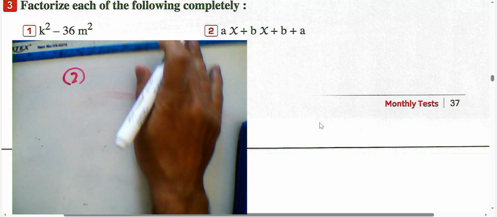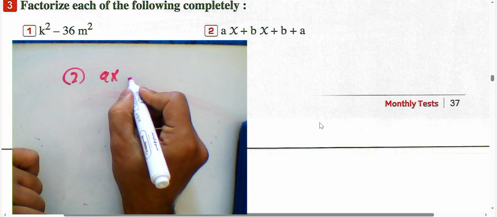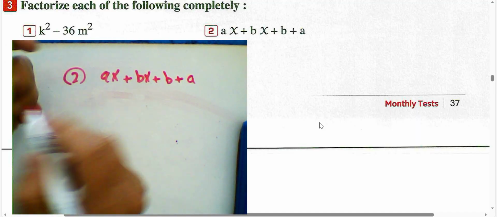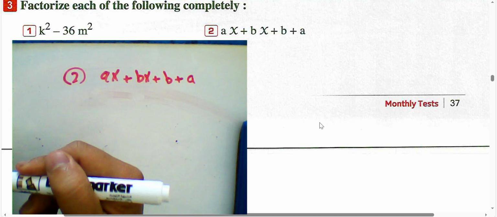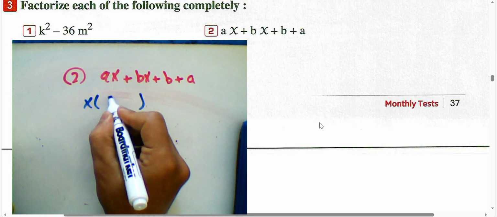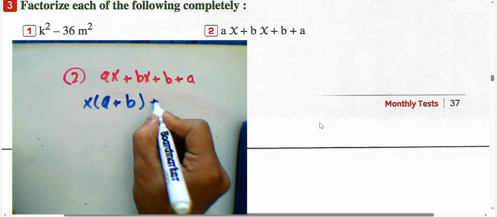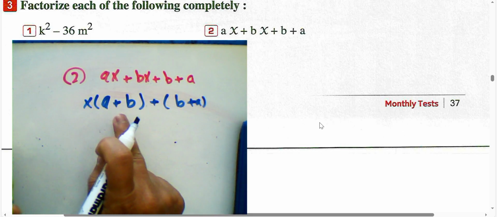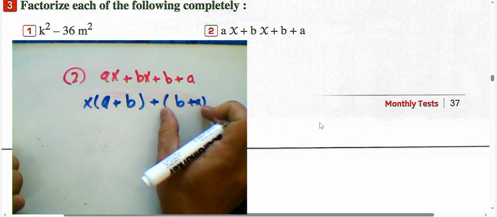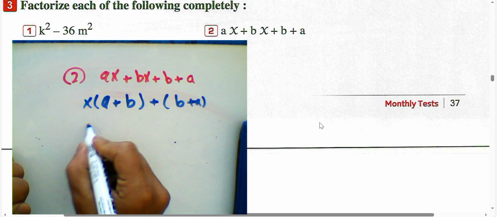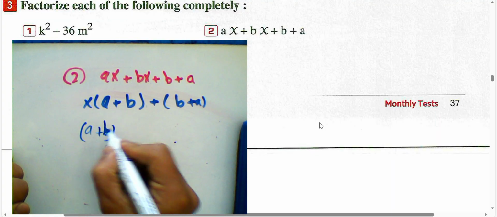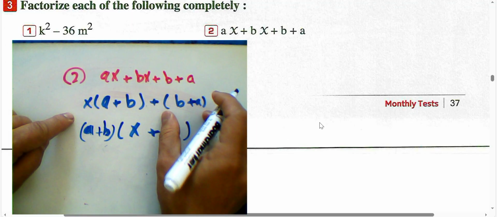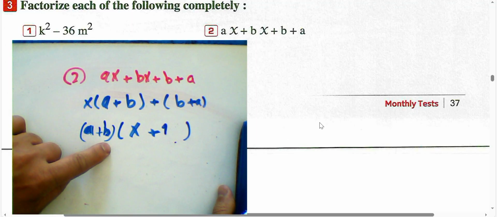Number 2, ax plus bx plus b plus a. Two terms here, we can write the highest common factor between them, equal x. Write x as the highest common factor. ax divided by x equals a, bx divided by x equals b, and this bracket I will write between b and a. Why? Because a plus b was repeated. This term a plus b and this expression here b plus a are repeated. Okay, you can write a plus b outside. Then a plus b times x divided by a plus b equals x, and b plus a divided by itself will be 1. Then the result will be a plus b times x plus 1.